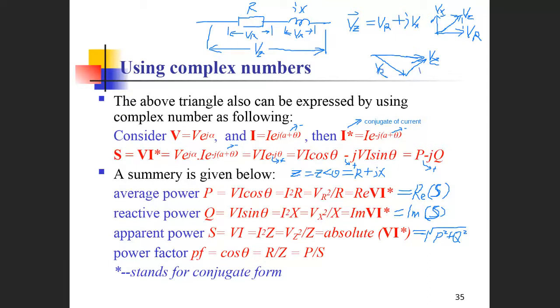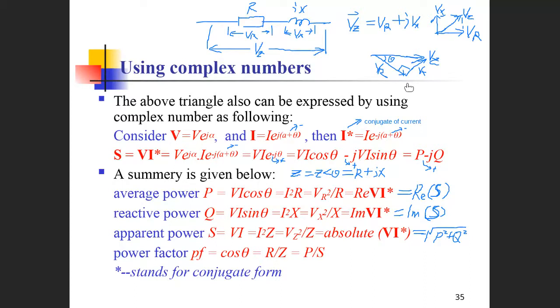This will be VR, this will be Vx. This will be theta. Okay. So their relationship: suppose you have VR, you have V in this direction, and Vz in this direction, the VR in this direction, and then Vx will be in this direction, and they have an impedance angle theta, and this will be 90 degrees. So this is the phasor diagram.